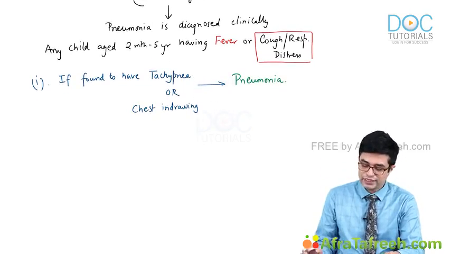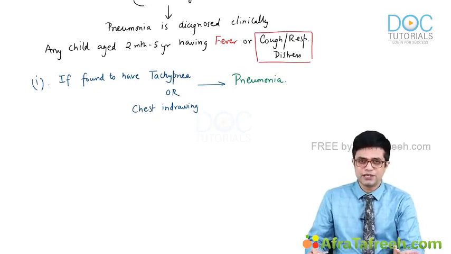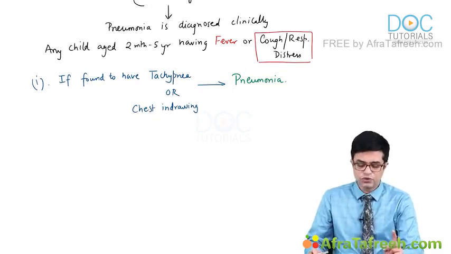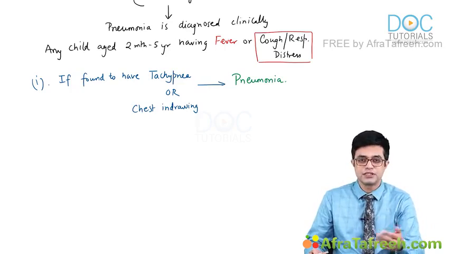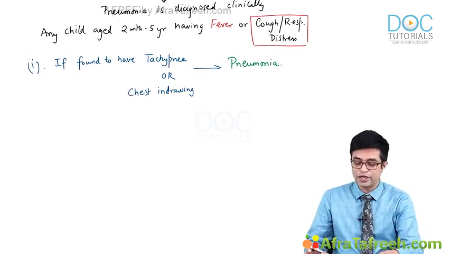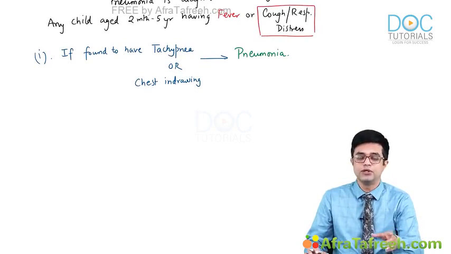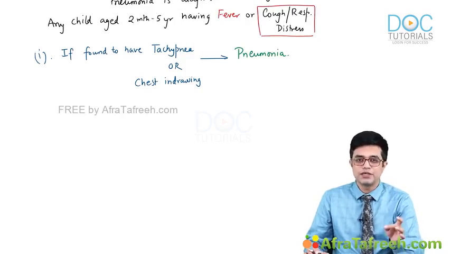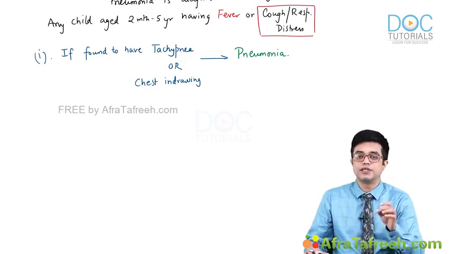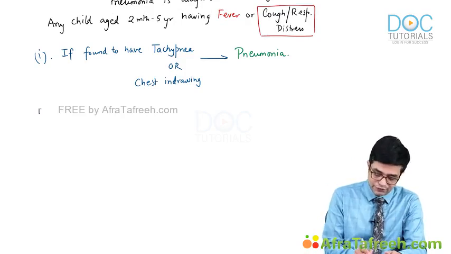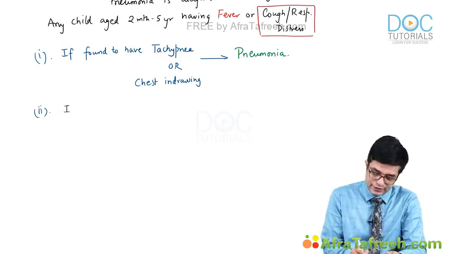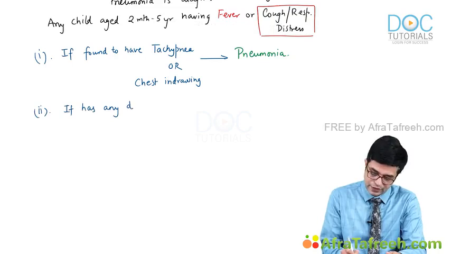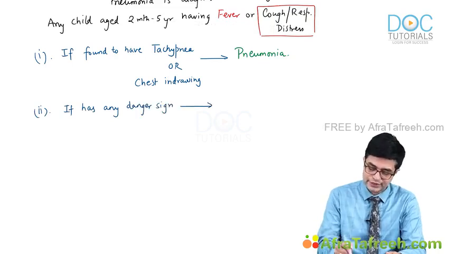So, fever is not mandatory, cough is not mandatory, but some respiratory feature should be present. If the child is found to have either tachypnea, age inappropriate breathing, or chest indrawing of the chest muscles, retractions, then the child is said to have pneumonia. It has a very strong predictive value. In a febrile child or respiratory illness child, presence of tachypnea or chest indrawing is assumed to be pneumonia unless proven otherwise. And second category, if the child aged 2 months to 5 years having fever or cough or respiratory distress has any danger sign, we call it severe pneumonia.